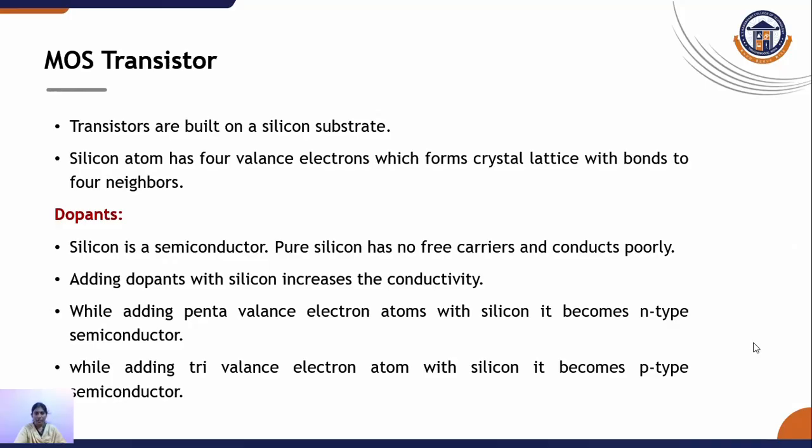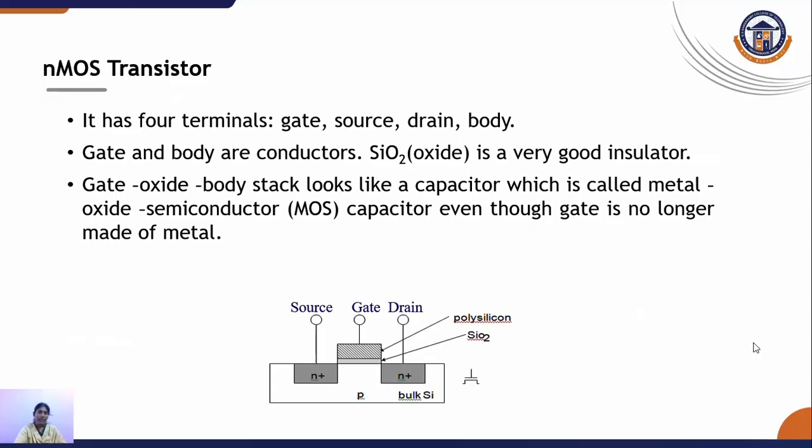Transistors are built on a silicon substrate. Silicon atom has 4 valence electrons which form a crystal lattice with bonds to 4 neighbors. Normally silicon is a semiconductor material. The pure silicon has no free carriers and conducts poorly. So when we add dopant material to silicon, it increases the conductivity. While adding pentavalent atoms to silicon, it becomes N-type semiconductor. While adding trivalent atoms to silicon, it becomes P-type semiconductor.